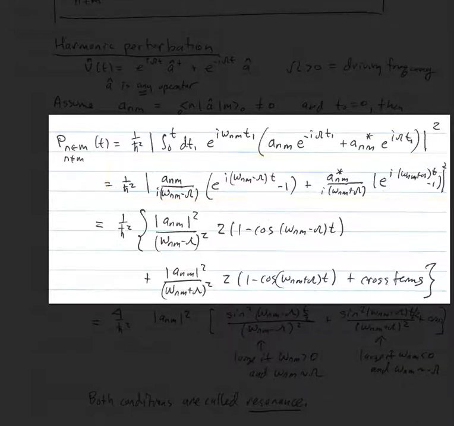So we can go ahead and work out what the different terms are. We're going to get terms that involve the overlap, the modulus squared of this, so I have to multiply it by its complex conjugate.